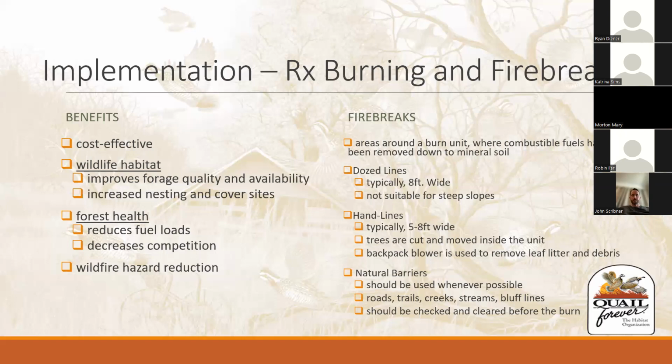Fire breaks are part of prescribed burning. Fire breaks are just areas around a burn unit where combustible fuels have been removed down to mineral soil. There are a few different types of fire breaks that you can look at putting in. There are dozed lines, so that's going in with a dozer. They're typically about 8 feet wide, but they're not suitable for steep slopes or areas that have very shallow topsoil. We typically see a lot of erosion issues when dealing with dozed lines.